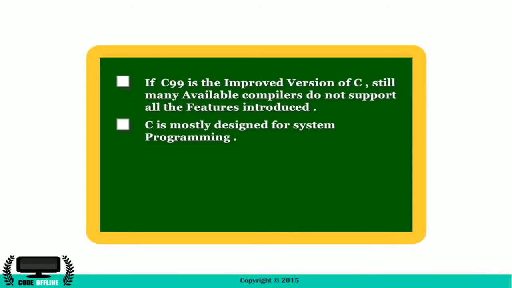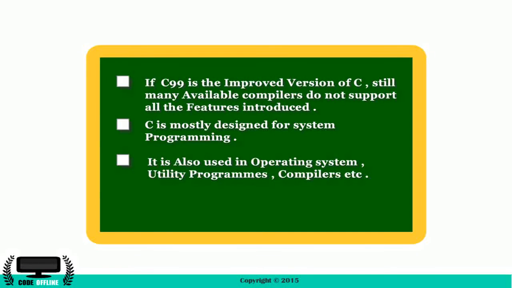C is mostly designed for system programming, but it can be applied to every field. As I told you before, it can be applied to design games and to build operating systems. It is also used in operating systems, utility programs and compilers. In this manner you can perform any operation with the help of the C programming language, and we are going to see each concept practically as we move forward in this course.